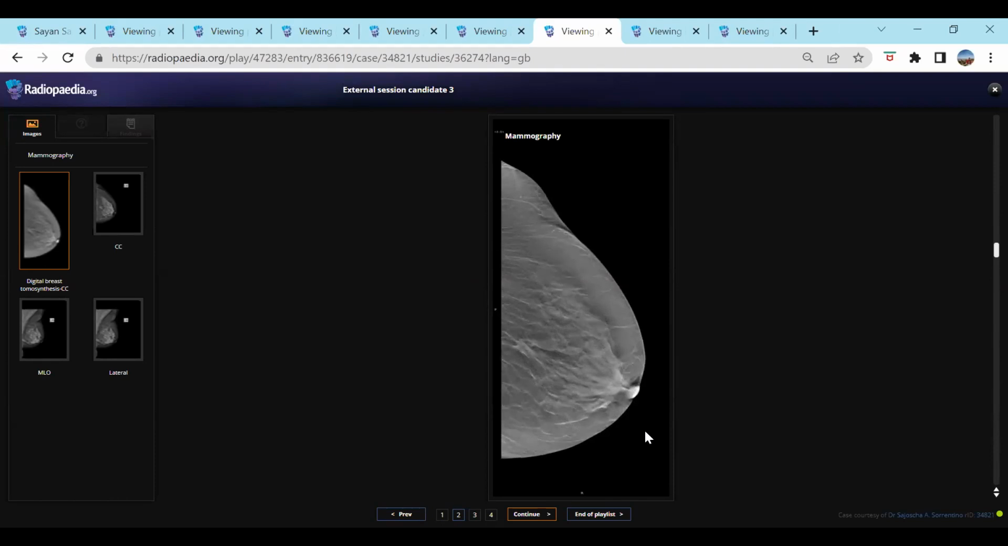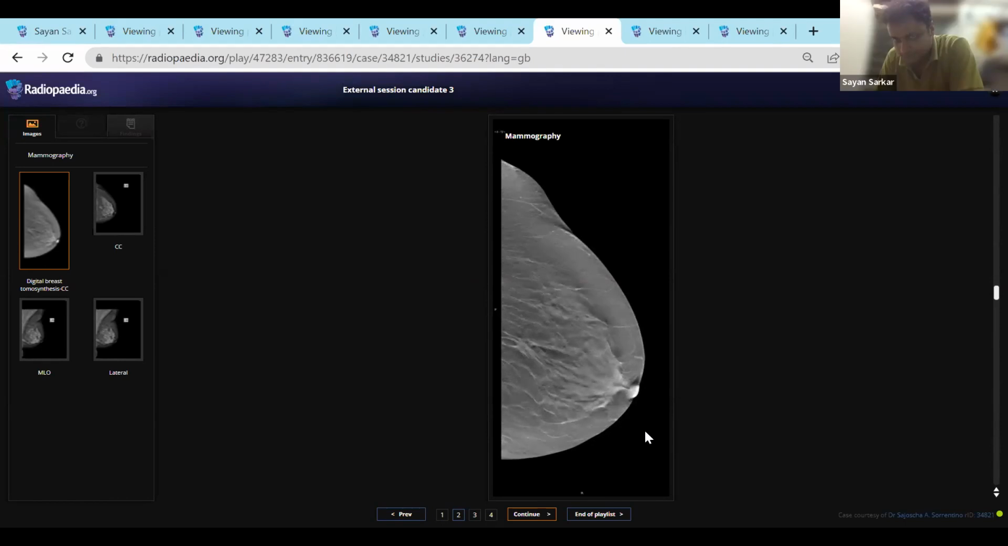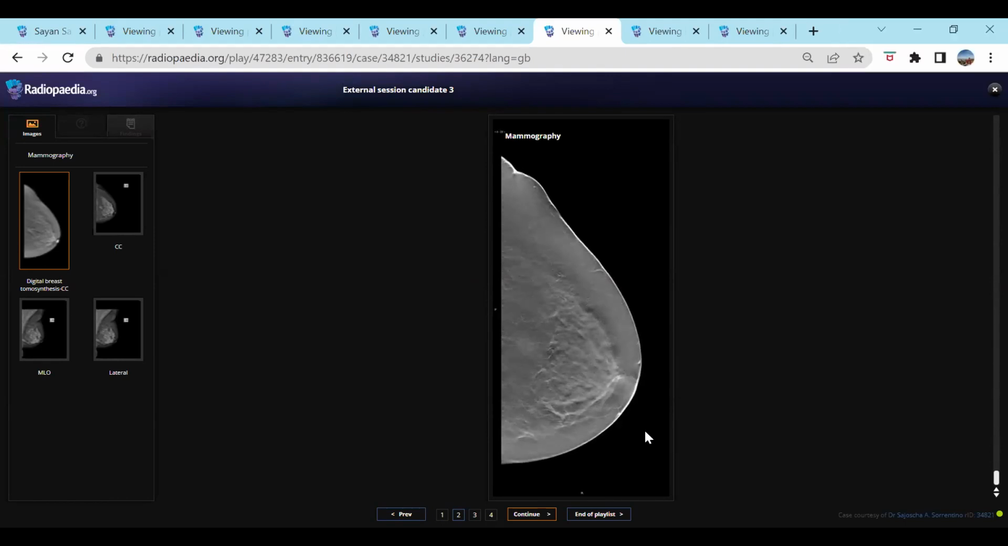So I'm looking for any evidence of a mass, which I'm unable to appreciate. Can I look into the other side? You can see all the images, whatever images. Okay.